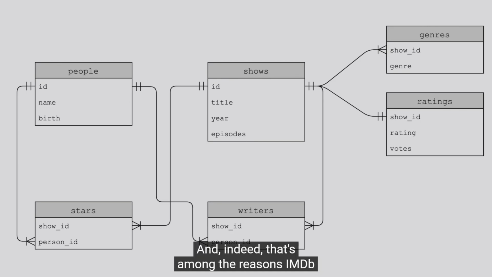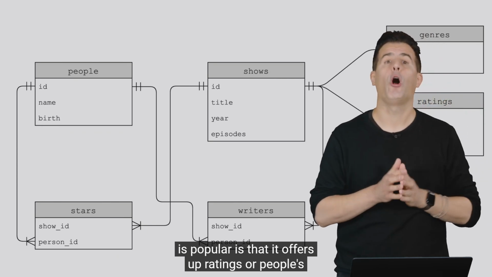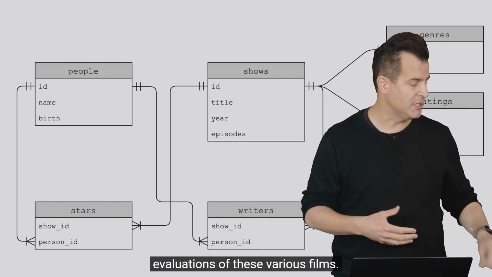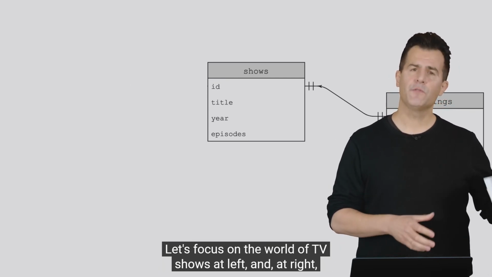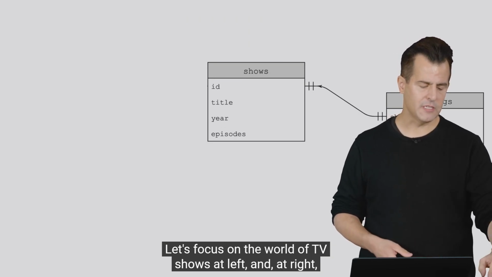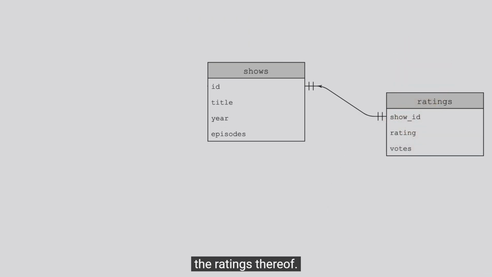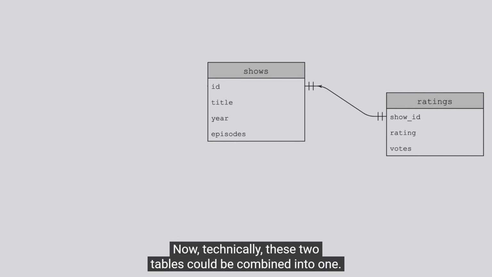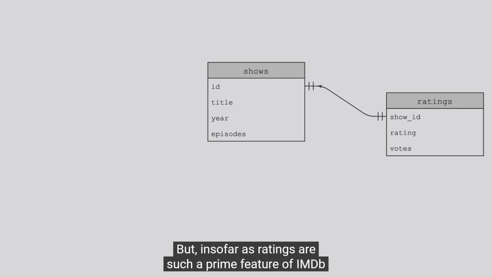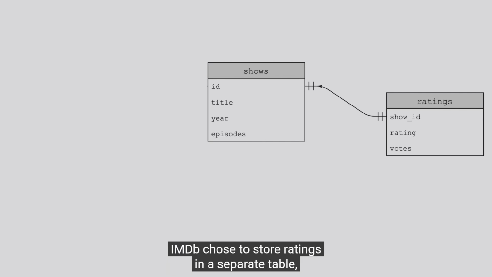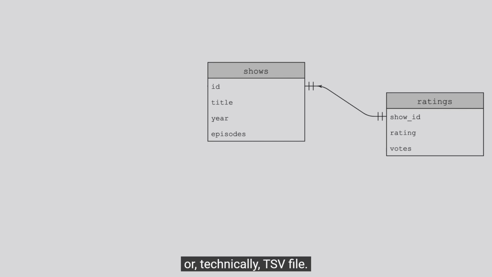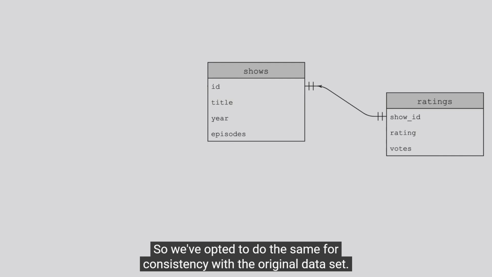And indeed, that's among the reasons IMDb is popular, is that it offers up ratings or people's evaluations of these various films. But let's indeed focus on just a subset of this for a moment. Let's focus on the world of TV shows at left, and at right, the ratings thereof. Now, technically, these two tables could be combined into one, but insofar as ratings are such a prime feature of IMDb, and they themselves are sort of a real-world entity, the ratings for shows, IMDb chose to store ratings in a separate table, or technically TSV file, so we've opted to do the same for consistency with the original data set.